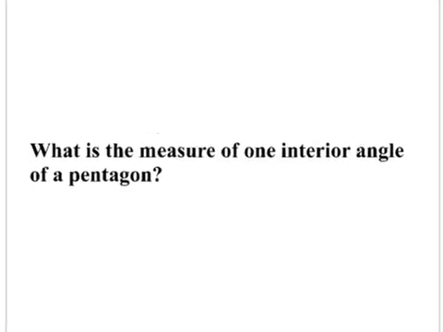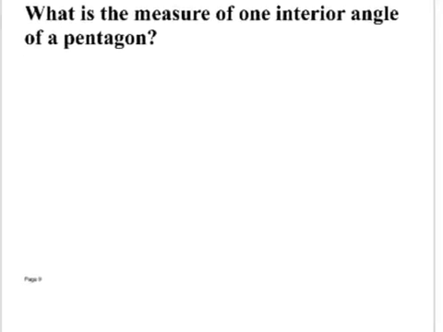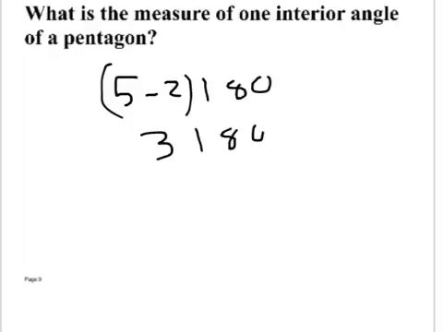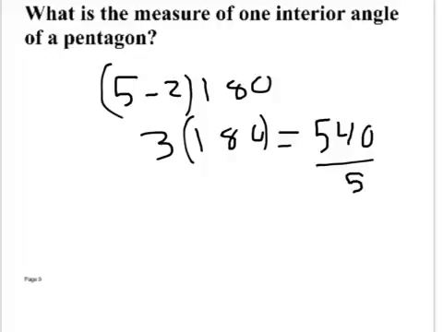All right, a regular pentagon. How many sides does a pentagon have? 5. So 5 minus 2 times 180. 3 times 180 is 540. What are we going to do now? Divide by 5. 540 divided by 5. Every angle in a regular pentagon should be 108 degrees.